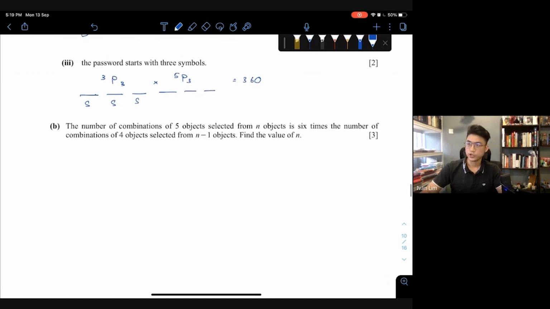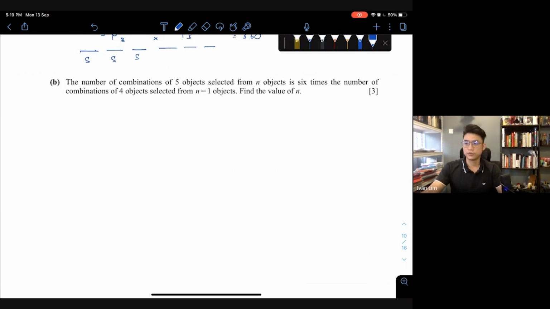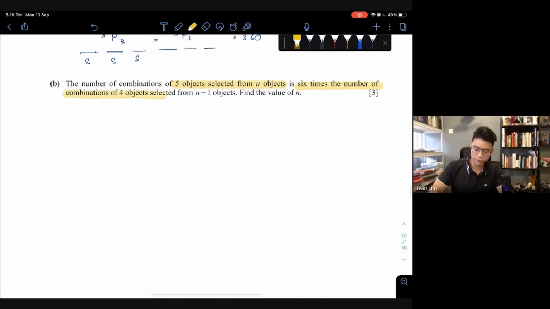Okay, question 7b. This is a fun one. That day, I think some of you were asking when you all did it. The number of combinations of 5 objects selected from n objects is 6 times the number of combinations of 4 objects selected from n minus 1 objects. Find the value of n.